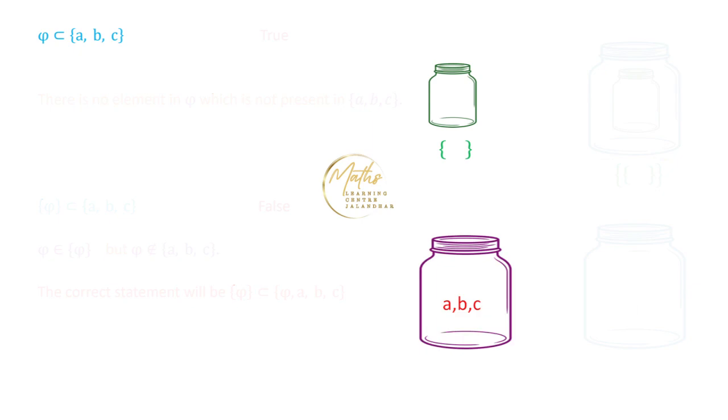Now the next statement we have is phi is a subset of A, B, C. When we are talking about this set phi, it is the empty set, and we are representing it over here. This is the empty set, and we are talking about the set ABC. Over here we can say that there is no element in phi. There is no element in this set phi. It is empty. So there is no element in phi which is not present in the set ABC. So phi is a subset of ABC, and this statement is true.